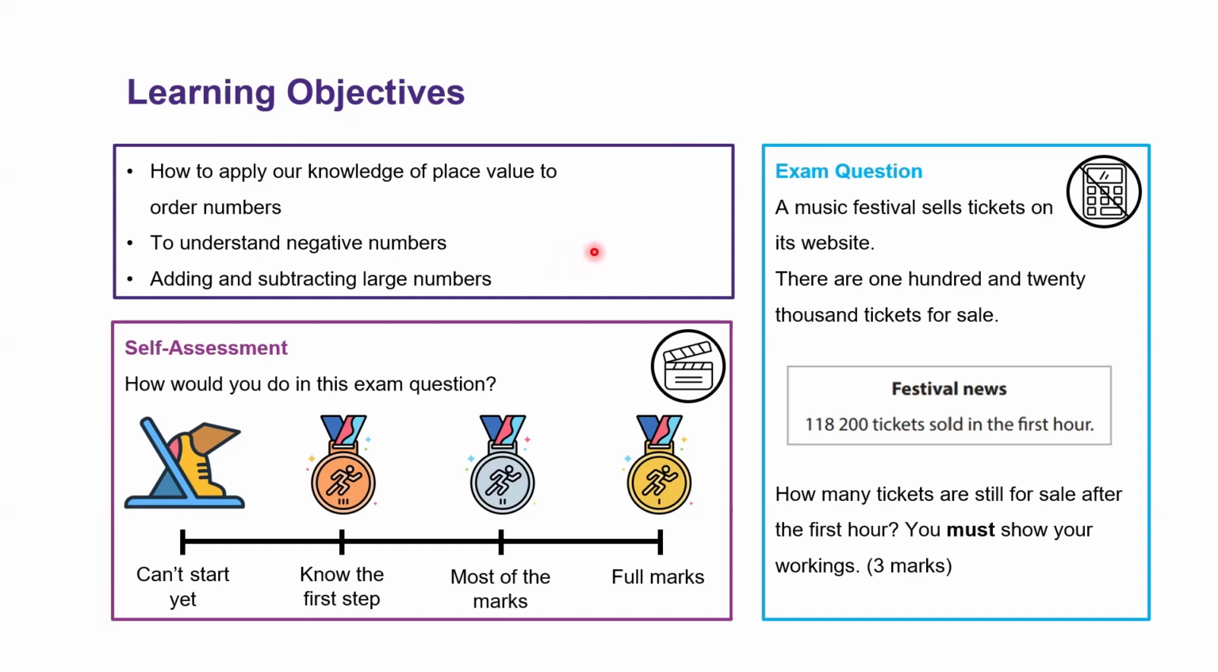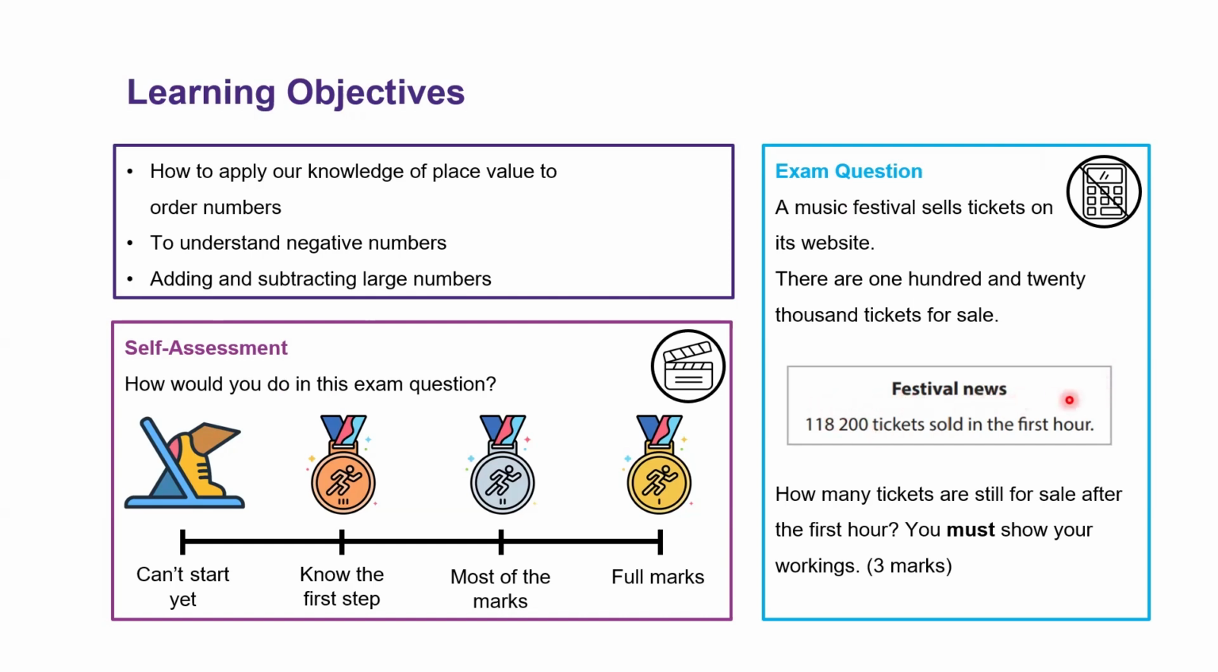Before we start, it's good for you to assess what your starting point is. So I want you to read this exam question, and then rate yourself on how you think you would do if you got this question in your exam. The question is, a music festival sells tickets on its website. There are 120,000 tickets for sale. And then there's this article from Festival News.